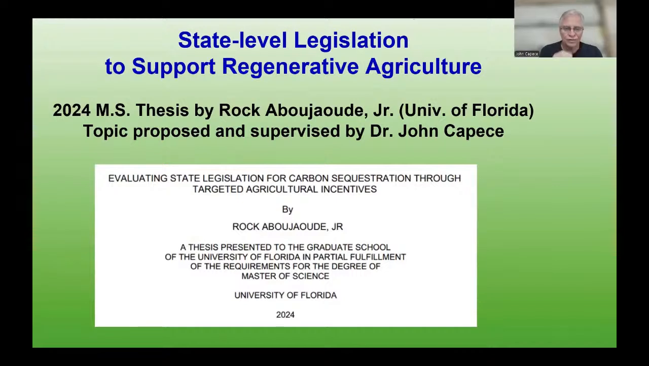Now that we have covered the core agricultural science and cultural shifts in consumer eating habits, let's pivot into policy and law. How do we actually support the implementation of regenerative agricultural practices? To answer this, I want to share the findings of a 2024 Masters of Science thesis completed at the University of Florida by Roch Abu-Jaude Jr. I worked with Roch to develop and implement this research project.